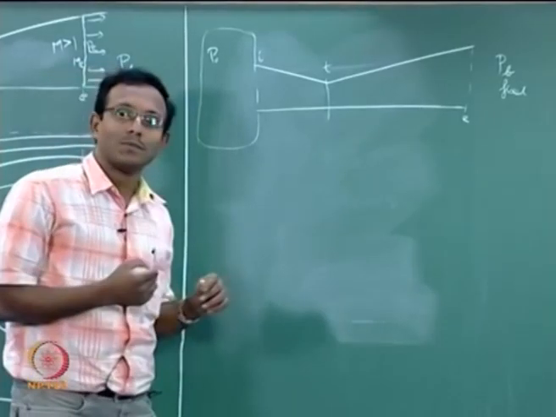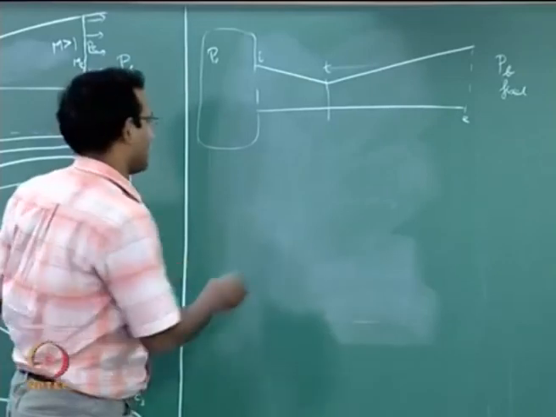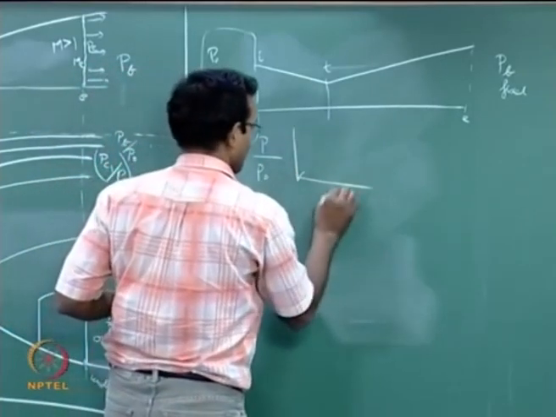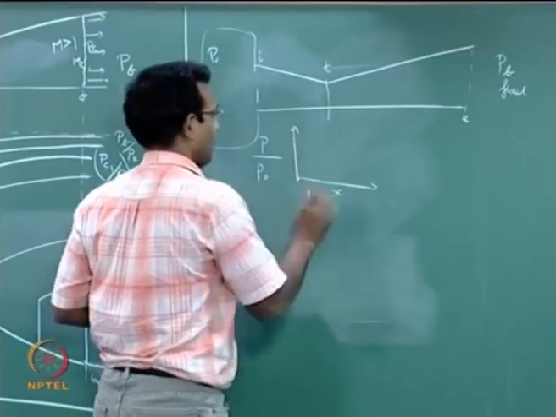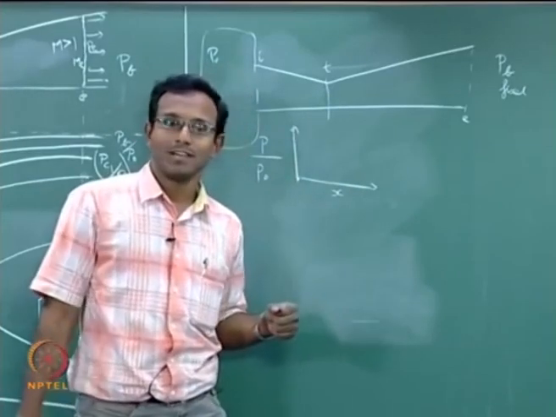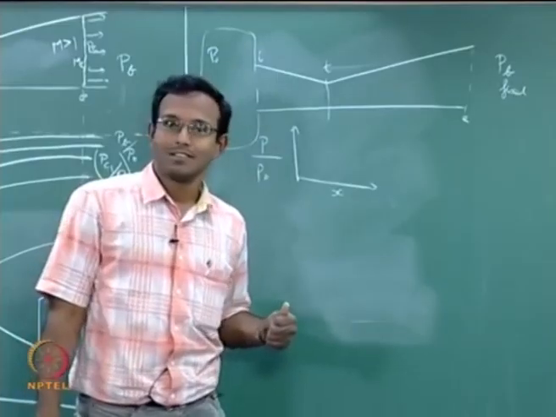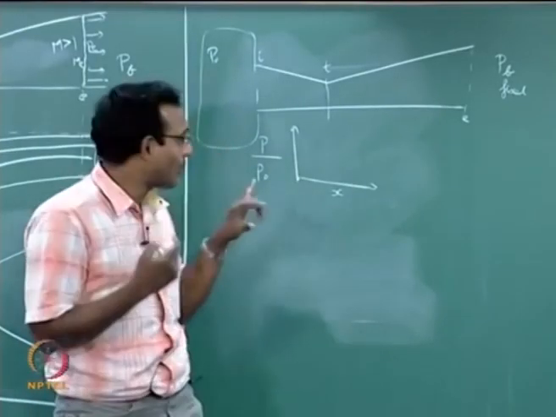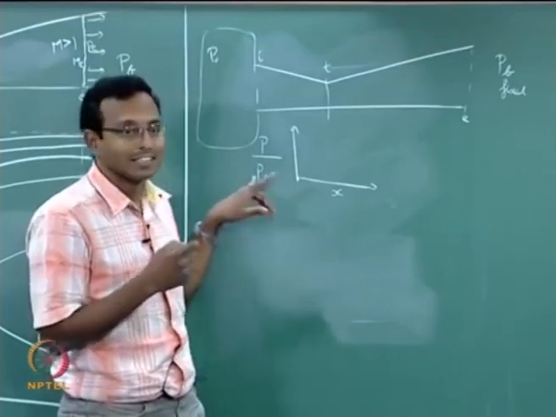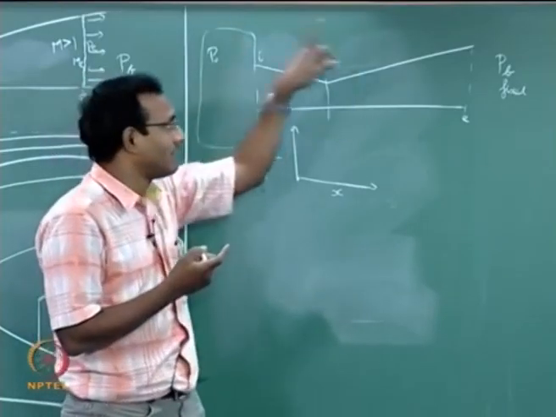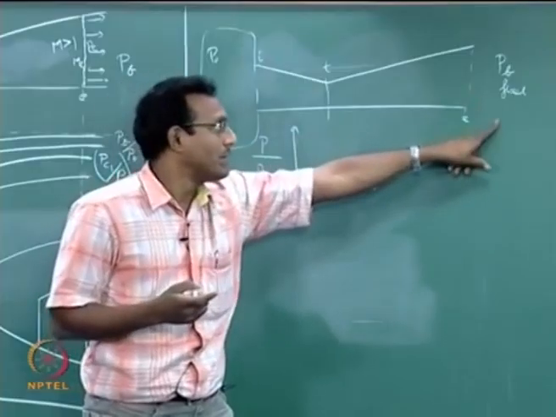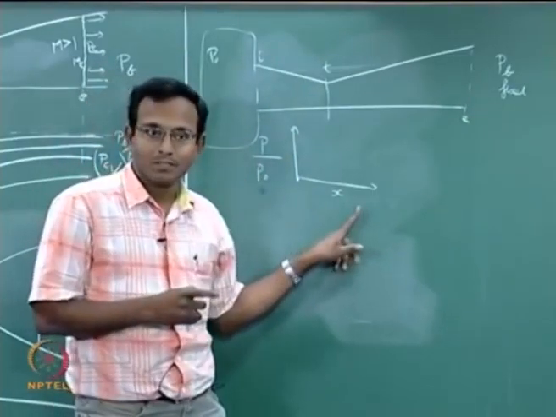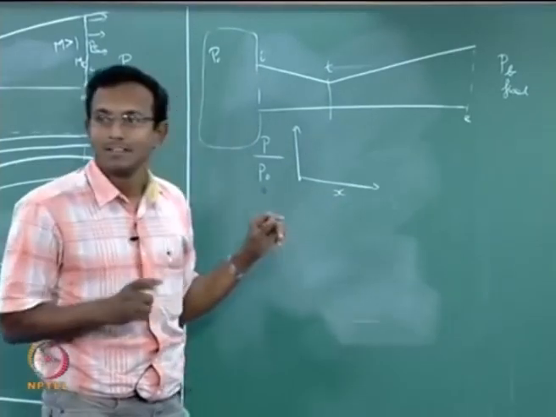I will tell you one simple answer. If I plot it as P by P naught versus distance, the plot does not look any different. It looks exactly the same. This is the reason why most books give you this plot. Okay. It does not matter whether I keep P naught fixed and vary Pb or keep Pb fixed and vary P naught, this plot does not change. Okay. That is the important thing there.